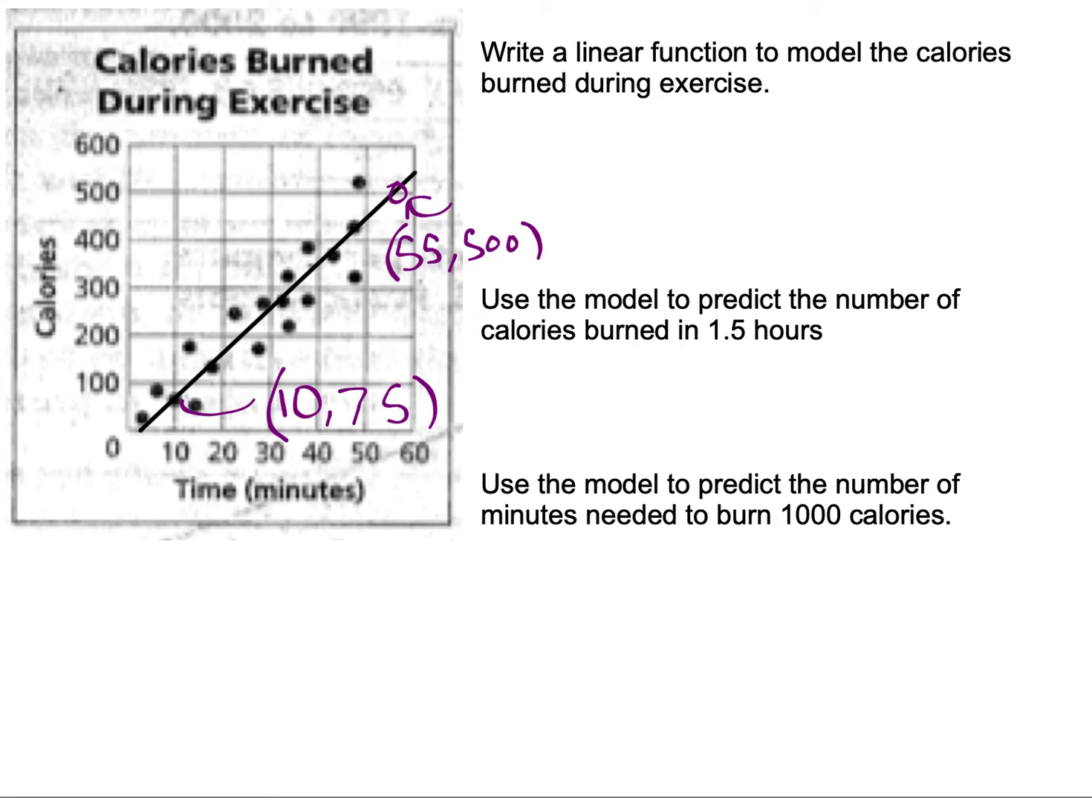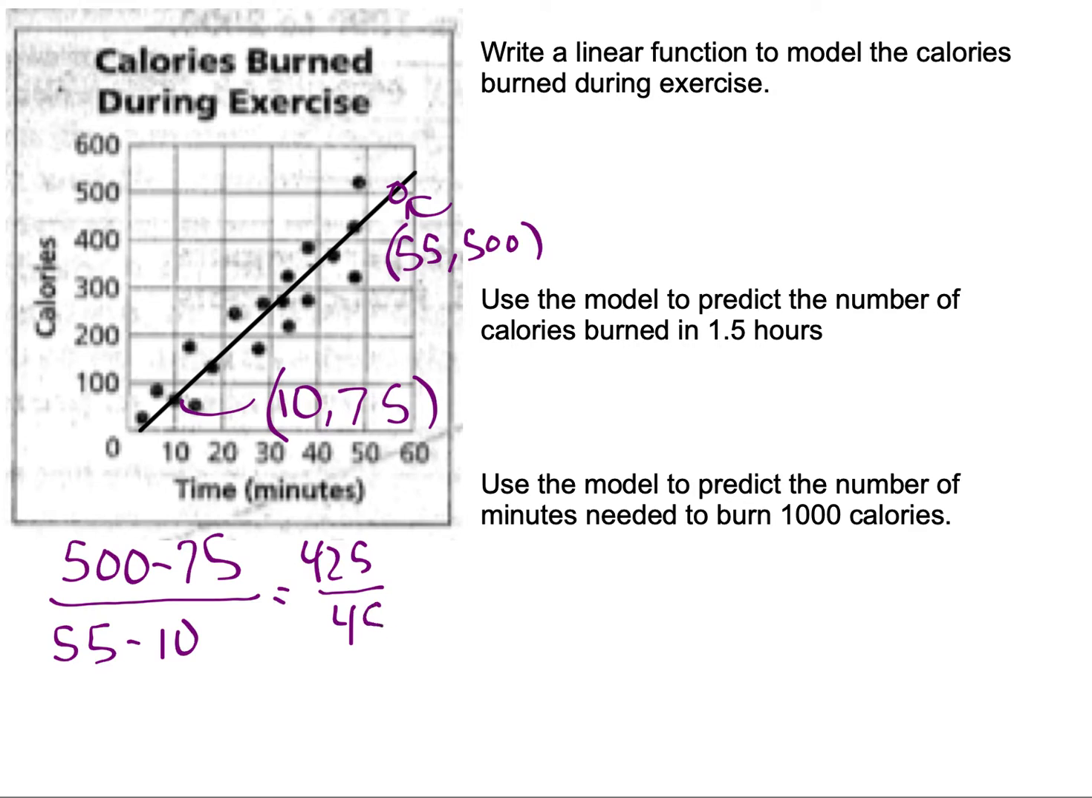Okay, so we're going to need to find the slope here. Let's do 500 minus 75 on top and 55 minus 10 on bottom. I'm going to grab my trusty calculator. Let's see, this is 425 on top and 45 on bottom. 425 divided by 45 is, I'm just going to go with the decimal here, 9.444. I'm just going to go 9.4. Okay, so that is my slope.